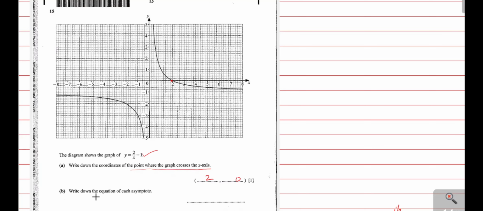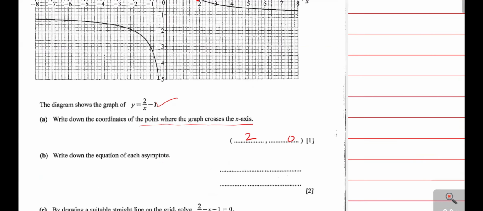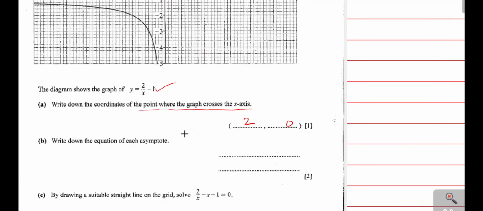And next part, we write down the equation of asymptote. Look here, the equation of the graph here is y equal to 2 over x minus 1. This is the reciprocal graph, and the general form of this graph is y equal to a over x minus h plus k. And according to this graph, the horizontal asymptote is y equal to k. This is the horizontal asymptote equation. And the vertical asymptote equation is x equal to h.